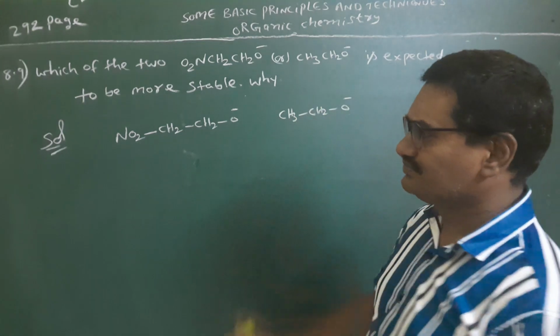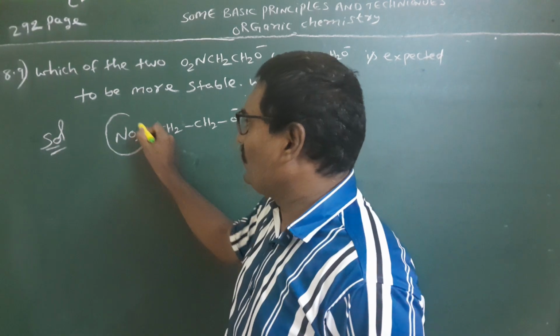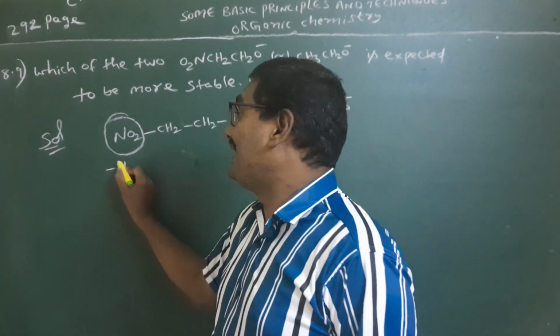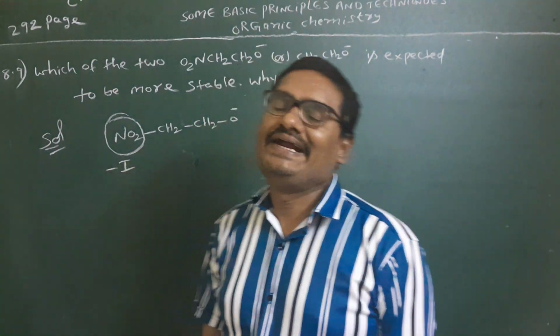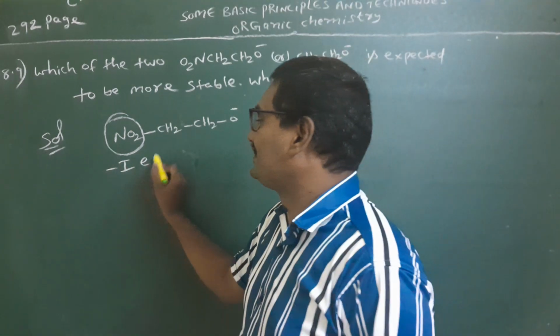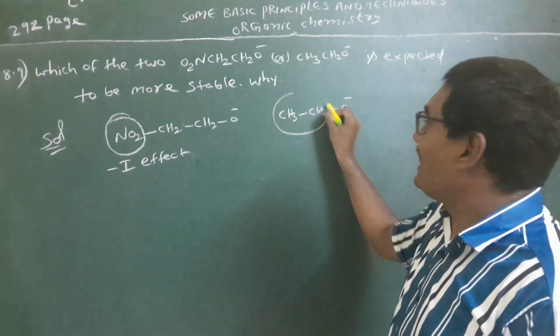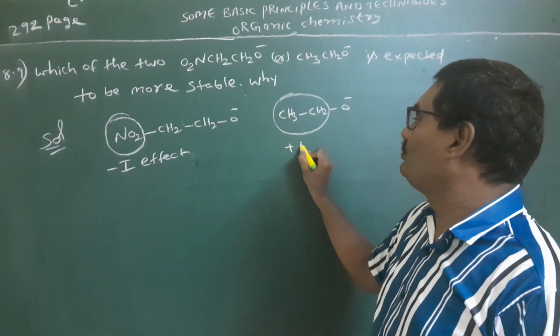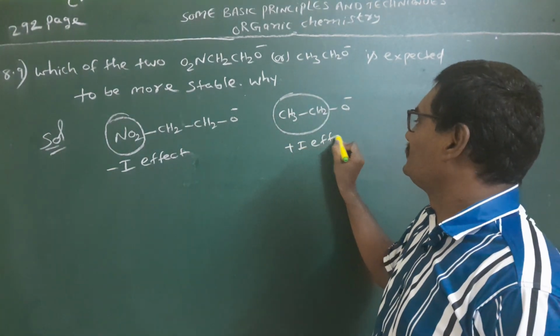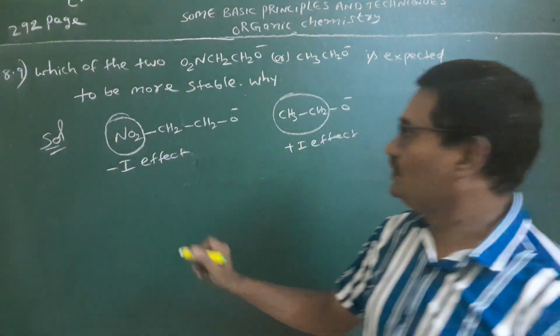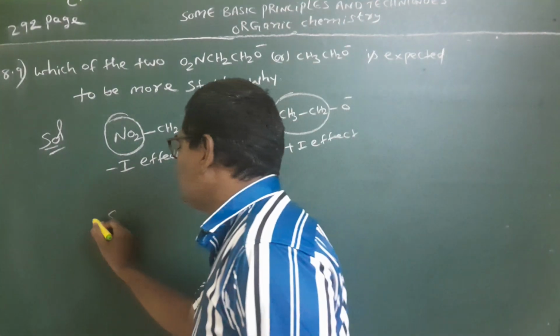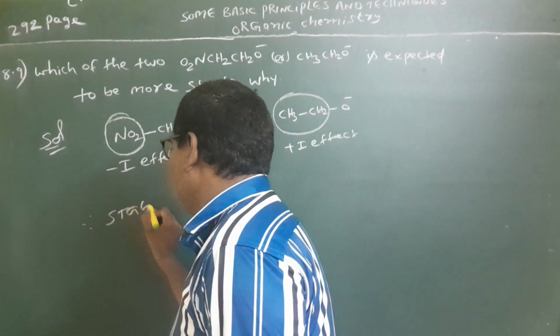CH3CH2O minus. Here, the nitro group NO2 has the minus I effect. So negative inductive effect, minus I effect. It is the alkyl group, and the alkyl group has the plus I effect. So plus I effect.